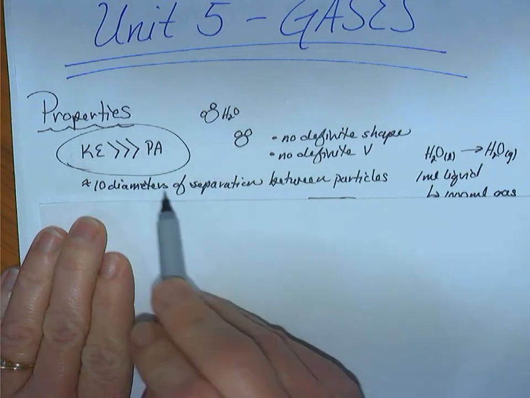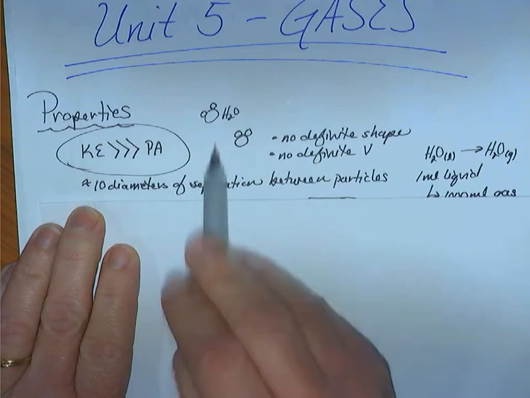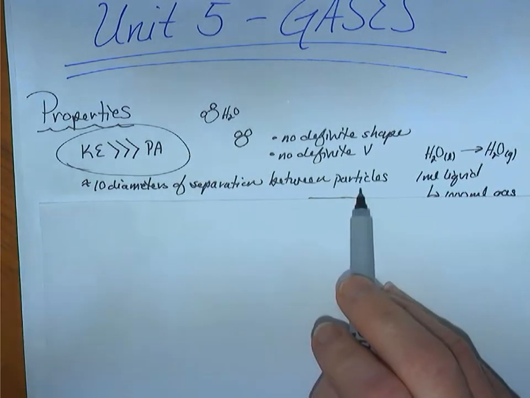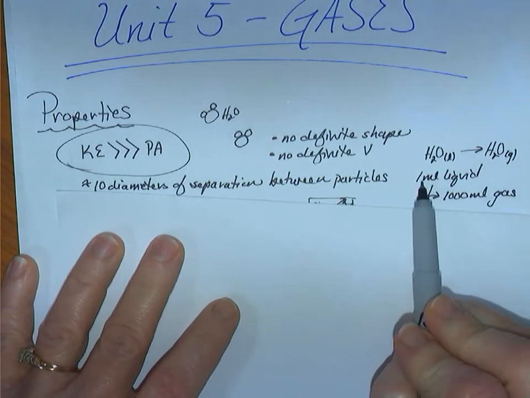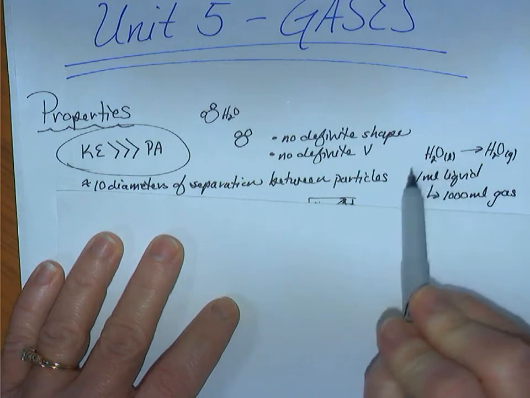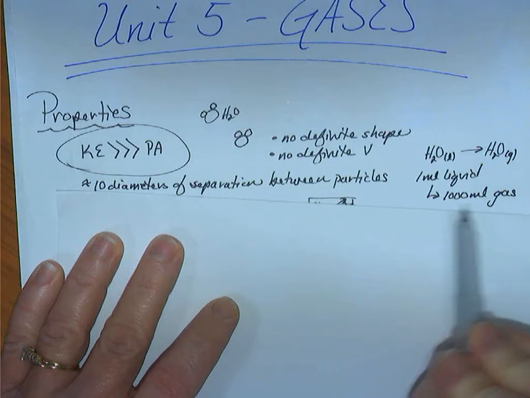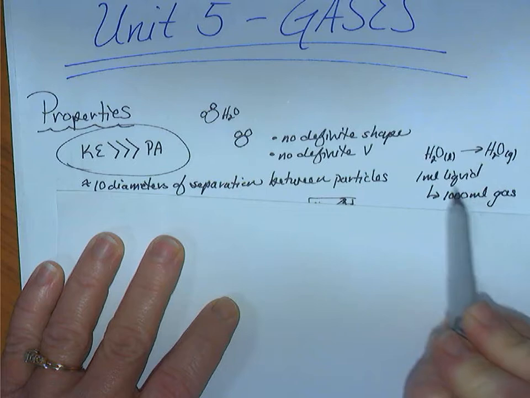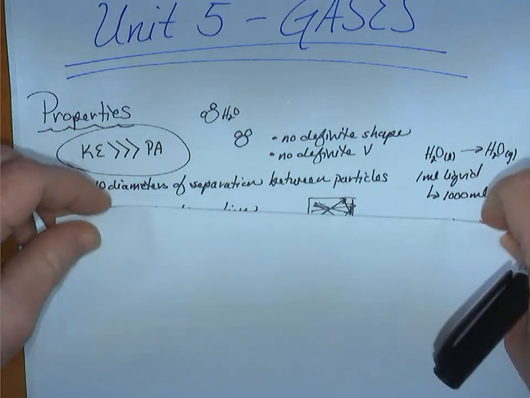In general, we say there's usually about 10 diameters of separation between one water and another in the vapor state, or one vapor particle from another. In fact, the rule of thumb is that if you have 1 milliliter of a substance in the liquid state, it will take on a volume of 1,000 milliliters in the gaseous state. So what a great difference due to the amount of empty space.